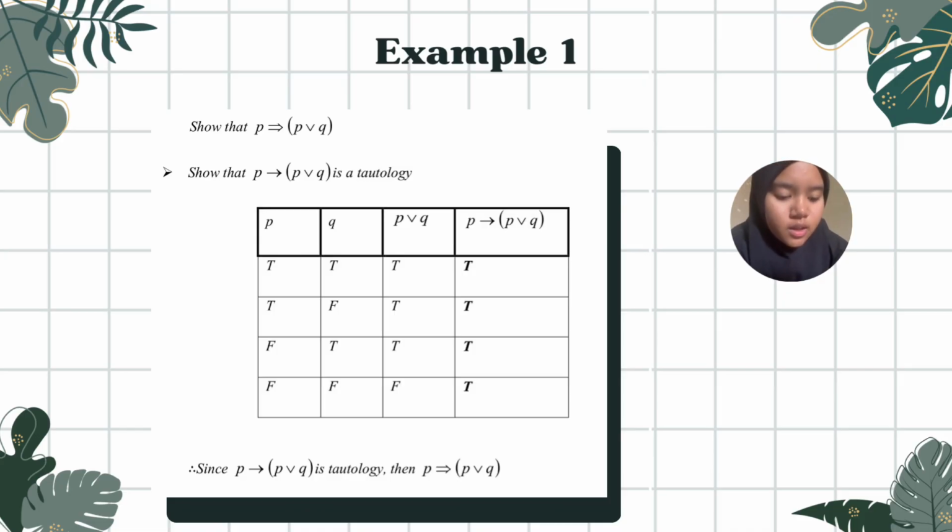Okay, example 1 asks us to show that P implies P or Q. To show that P implies P or Q is a tautology, we construct a truth table. For all possible truth values of P and Q, the statement P or Q is true whenever P is true. When P is false, the implication P implies P or Q is always true, regardless of the value of P or Q. Therefore, the statement P implies P or Q is true in all cases. Hence, since P implies P or Q is a tautology, P logically implies P or Q.